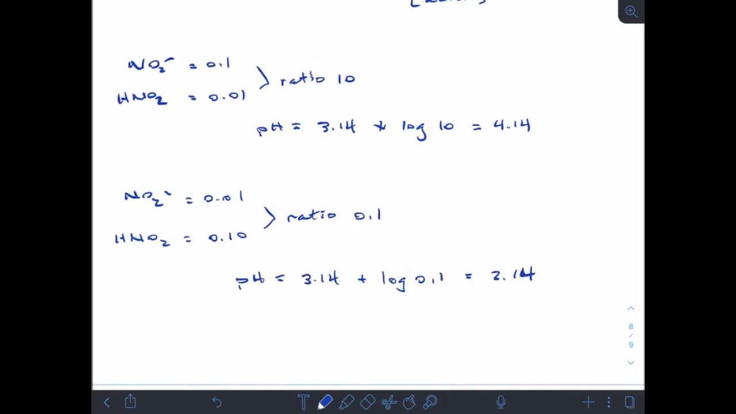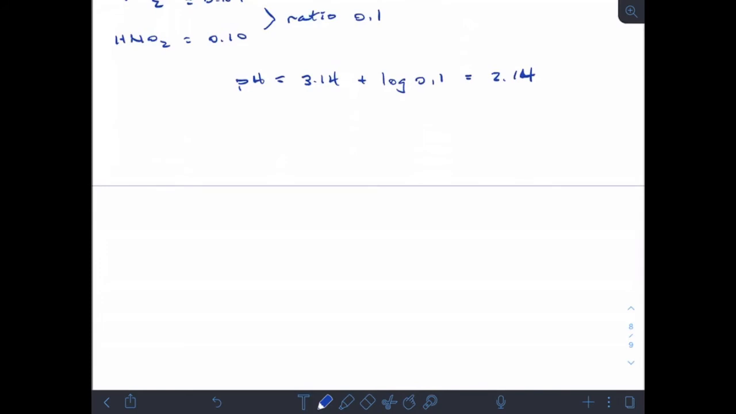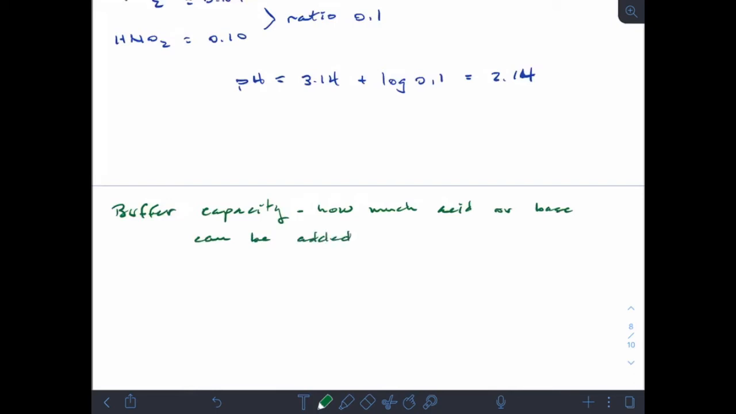Now buffer capacity, on the other hand, is a slightly different topic. Buffer capacity is a description of how much acid or base can be added before appreciable pH change.